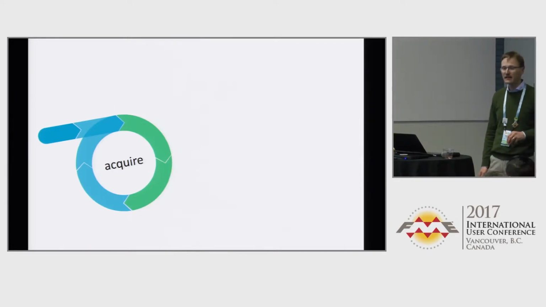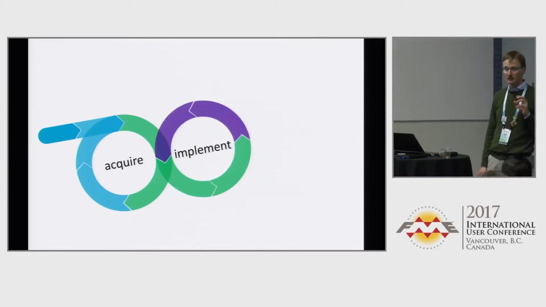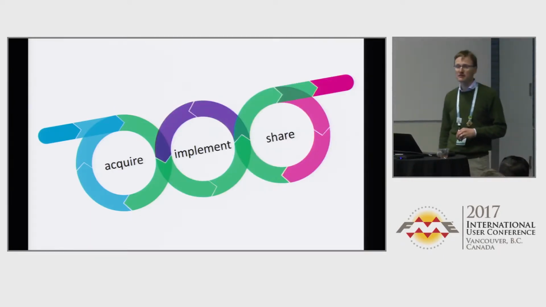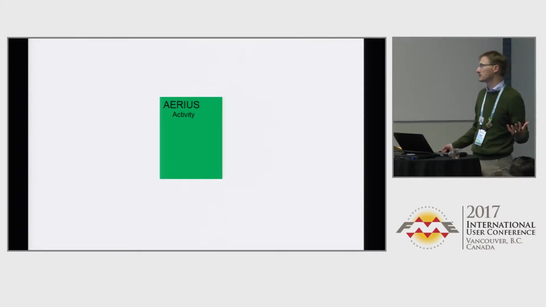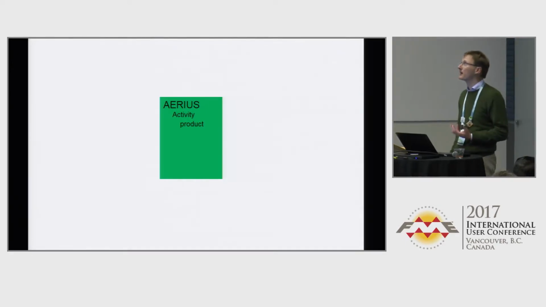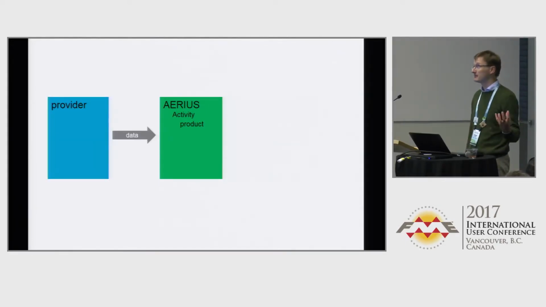So how does it look? Data management is about acquiring data, implementing data, and sharing data. The first thing is acquiring data. I was acquiring the stroopwafels, and I'm making ice cream with them. So I'm AERIUS, I'm making ice cream, and I need stroopwafels for that.